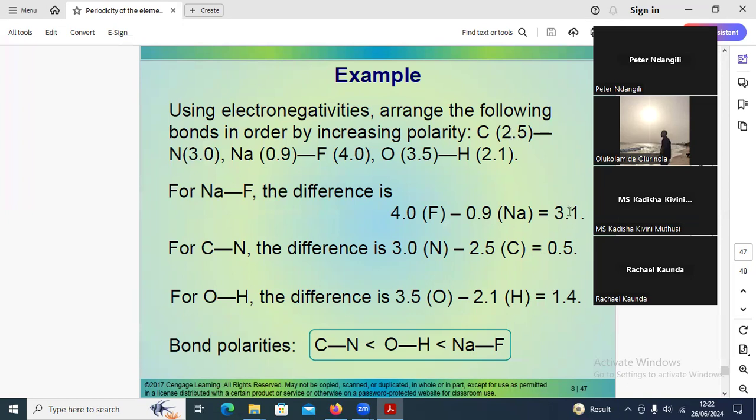So you just look at the differences. The smallest difference is that of 0.5. This is going to have the least bond polarity, followed by the one that has 1.4, followed by the one that has 3.1. So you are simply arranging the bond polarities depending on the values that you get when you get the difference in the electronegativities. And you get this answer here.